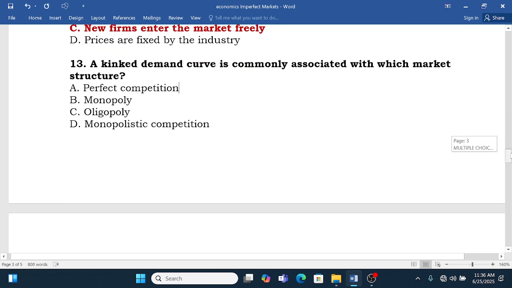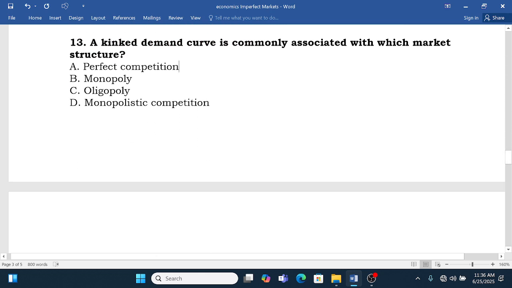Go to question number 13. A kinked demand curve is commonly associated with which market structure? A, perfect competition. B, monopoly. C, oligopoly. D, monopolistic competition. So this kinked demand curve is associated with oligopoly.